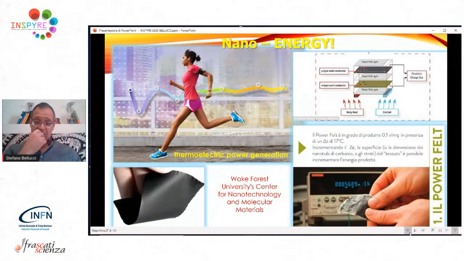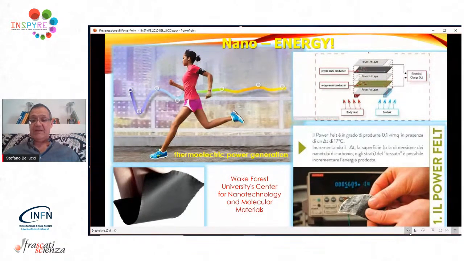And in energy, I could speak an hour or two on energy, so I'm not going to give you all the details of batteries or solar cells and how nanoparticles are being used in those devices, but I only give you a curiosity, that is the nanofelt or power felt. This power felt is a felt, and it has been surrounded essentially by an electronic architecture that aims at exploiting the difference of temperature between the body of the athlete and the cool air outside. This has been developed by Wake Forest University Center for Nanotechnology and Molecular Materials in the US, and it's based on thermoelectric power generation.